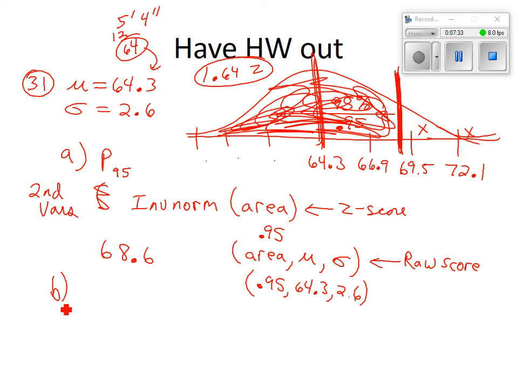Part B, what does Part B say? What height represents the first quartile? So what is the first quartile again? When you find quartiles, what are you splitting it up into? Splitting it up into quarters, right? So you've got 1 quartile, 2 quartile, 3 quartile, something like that. I don't know if those are probably right.